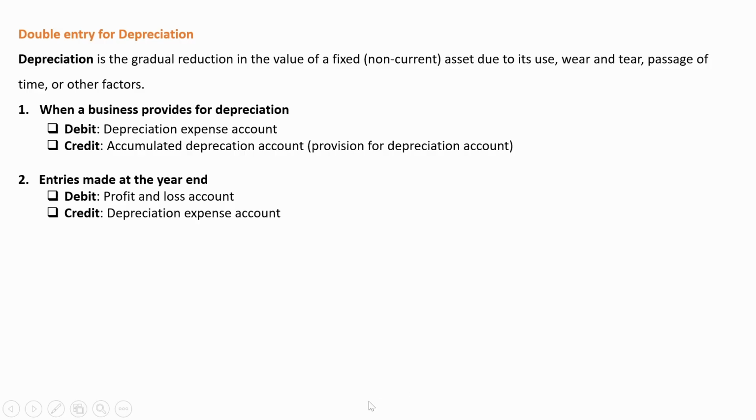So first, let us define depreciation. Depreciation is the gradual reduction in the value of a fixed or non-current asset due to its use, wear and tear, passage of time, or other factors. So some of the reasons why assets depreciate. Take something like a building. Building depreciates just by passage of time. If you build a house today, after 10 years you will realize it has become old just because of passage of time. So it is going to lose value.